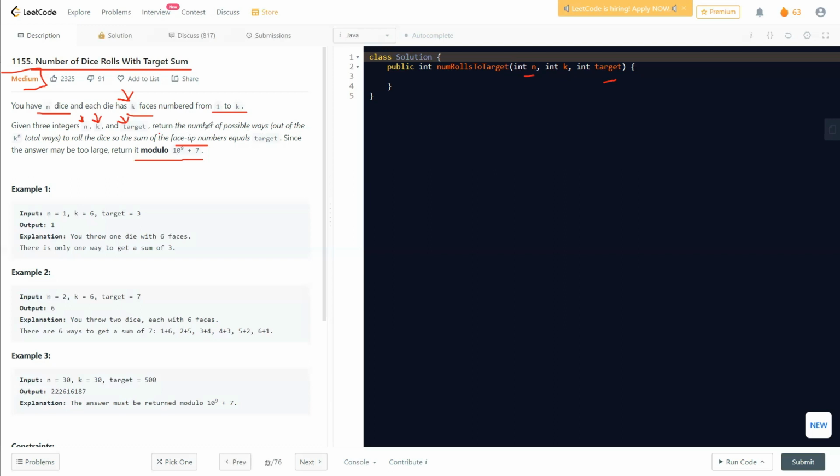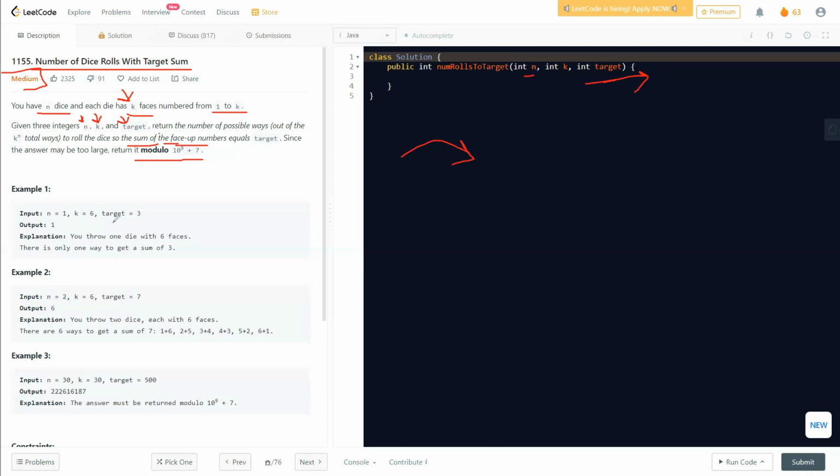So the idea is you will be rolling the dice. As you roll the dice, any number can come up on the top, and whatever number comes on the top is what we call a face-up number. We should take the face-up numbers of all the n dice, sum them, and find out in how many ways this sum becomes equal to the target. We should roll the dice so that the sum of the face-up numbers equals the target. That's the whole question we have.